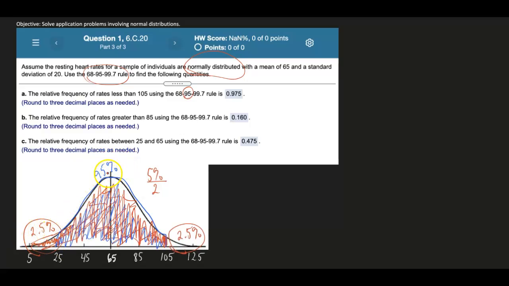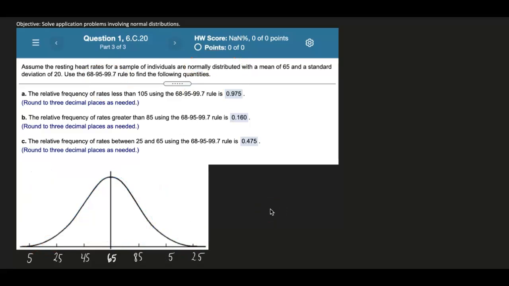So altogether, I do 95 plus 2.5% to get 97.5%. Now notice that they're asking this as a relative frequency of rates. So instead of writing this as a percentage, we'll write it in its decimal form. So move that decimal 2 places, and that's how we get 0.975.